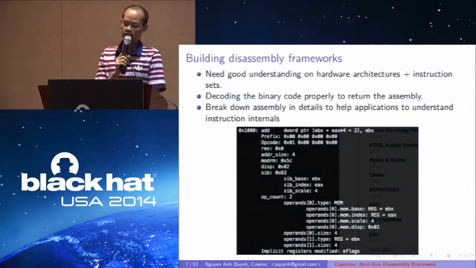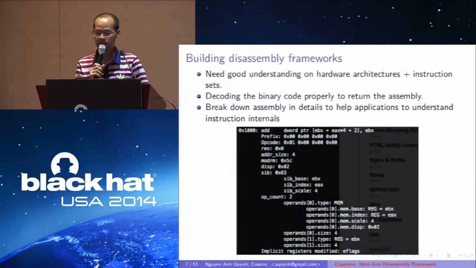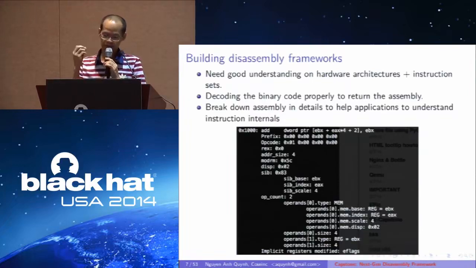Okay, so the problem is that now we need to build some disassembly framework ourselves. What do we need to do? We need to have a good understanding of hardware architectures and of all the instruction set of the hardware architecture. Second, we need to decode the binary code properly and return back the assembly, right? And that's not the end of the story, because a good disassembly framework needs to break down the assembly in detail, so it can help the application to understand the internals of the instruction.